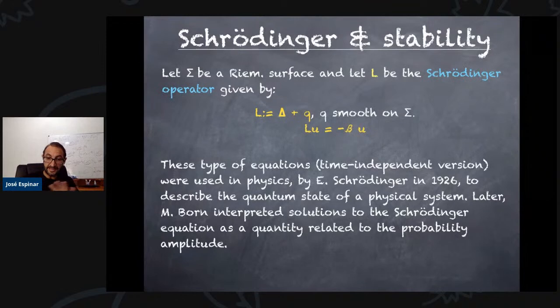So this links a little bit the theory of quantum mechanics and stable minimal surfaces. And actually the physical interpretation was given by Born: the probability amplitude was the probability to find a particle in space, in some sense.